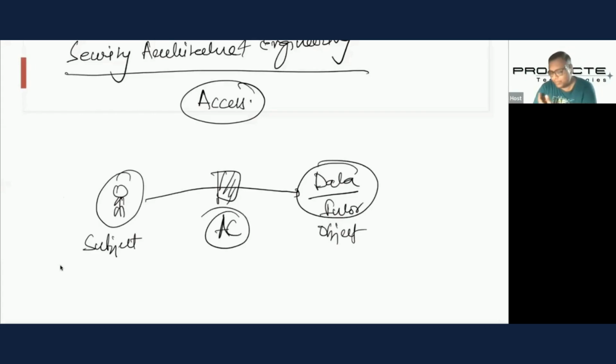There's always a subject who's trying to access an object, and to ensure security, you set the access control in between. Whenever you see systems, the subject is always the active entity and the object is always the passive entity. The active entity is always trying to access the passive entity, which is the object.